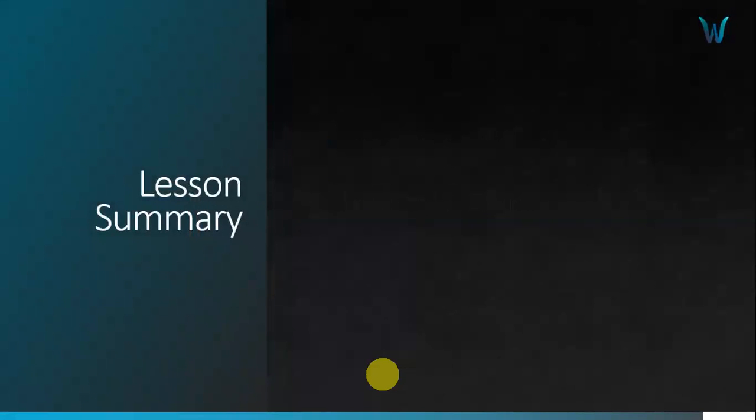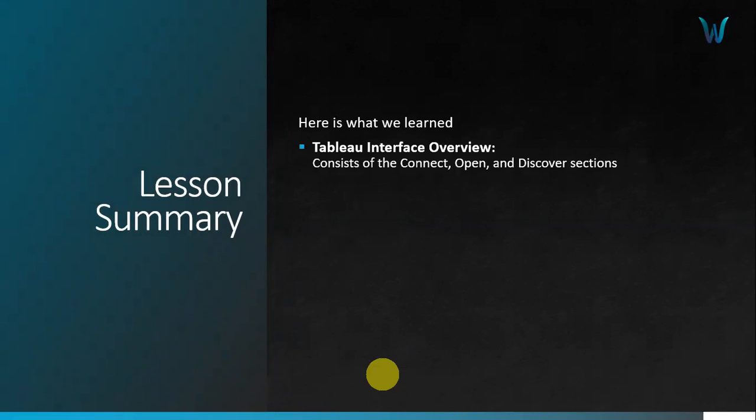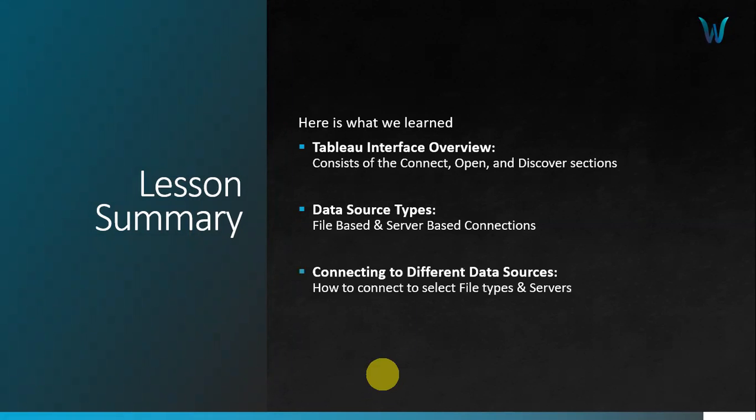So for this lesson, we've gone through the Tableau interface, how to use the interface to connect to data, etc. We've also looked at the different data sources in Tableau. You have file-based connections and server-based connections. We've seen when and when not to use them. There are the sections and examples also. And lastly, we looked at how to connect to different data sources. We went through file types like Excel, CSV, spatial files, PDFs, amongst others. We also went through server connections like SQL Server, Web Data Connectors, and Google Drive.